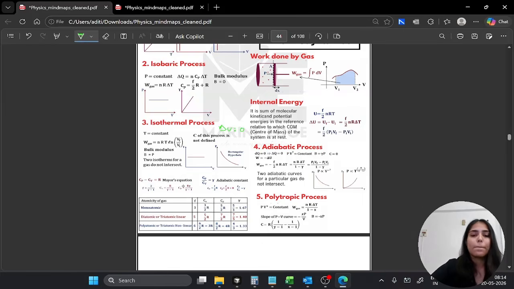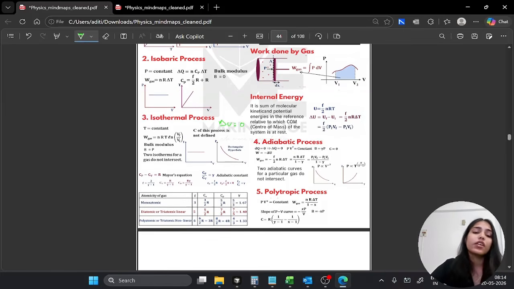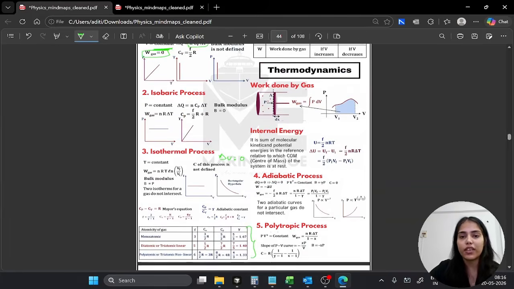Now, moving forward, Cp minus Cv equals R is Mayer's equation, where R is the gas constant, Cp is at constant pressure, and Cv is at constant volume. The ratio of these two is denoted by gamma, known as the adiabatic constant. For different types of gases, monatomic, diatomic, or polyatomic, the values of Cp and Cv are related like this. f is the degree of freedom here, and the ratio is denoted by gamma. You should know this for solving a lot of equations.